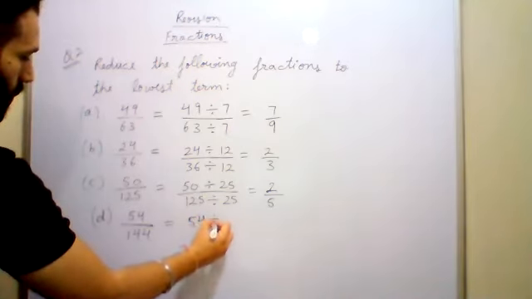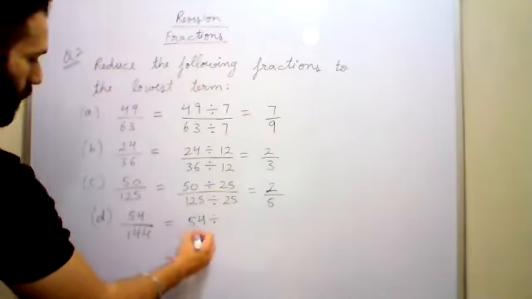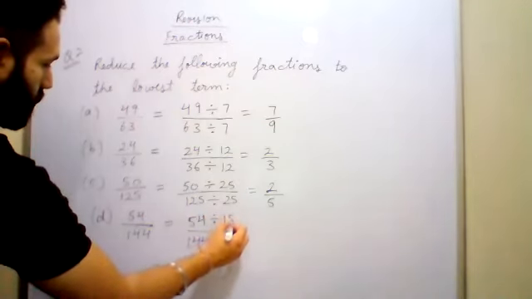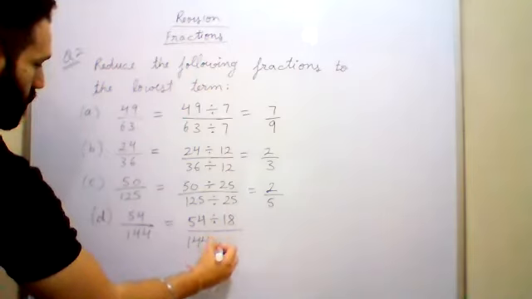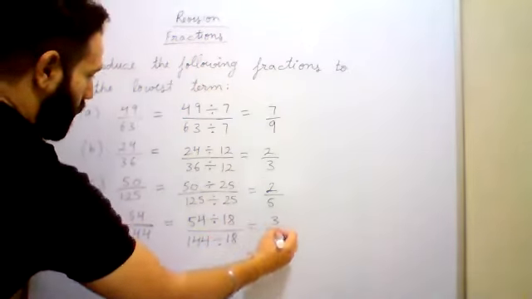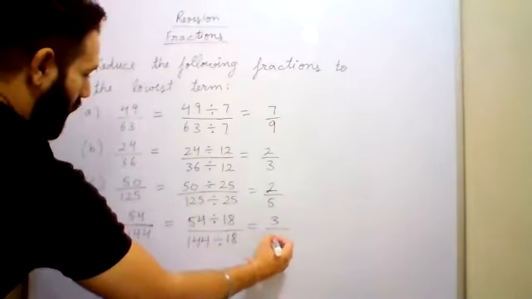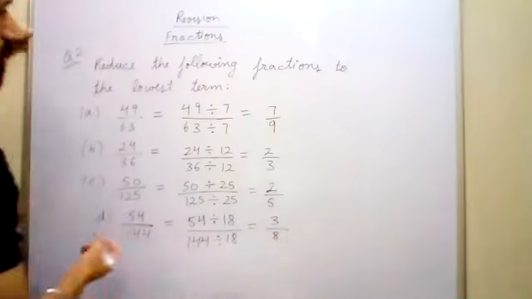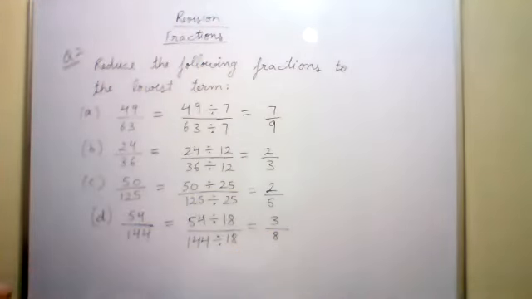54 and 144. The HCF of 54 and 144 is 18. So dividing 54 by 18, you get 3, and dividing 144 by 18, you get 8. So these are the answers. First part, the answer is 7 upon 9. Second part, the answer is 2 upon 3. Third part, the answer is 2 upon 5. And fourth part, the answer is 3 upon 8.